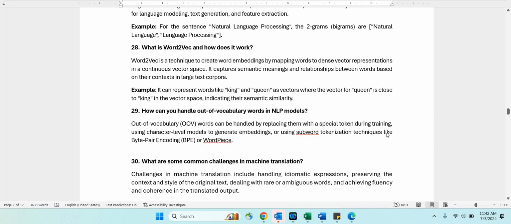How can we handle out of vocabulary words in NLP models? OOV, we call it. That can be handled by replacing them with a special token during training, using character level models to generate embeddings, or using subword tokenization techniques like byte pair encoding or word piece. This is again a very important technique which we normally follow.